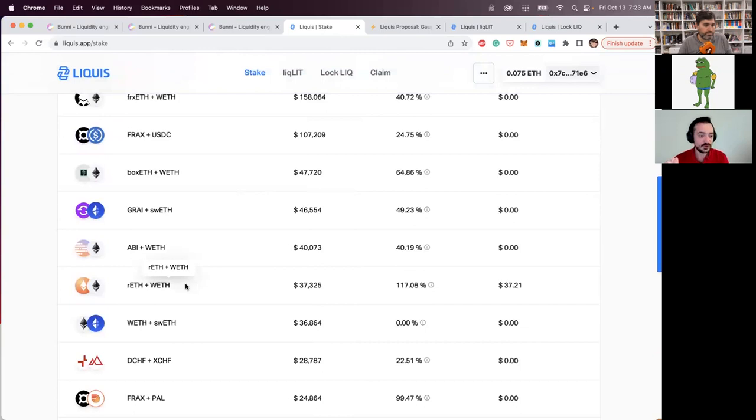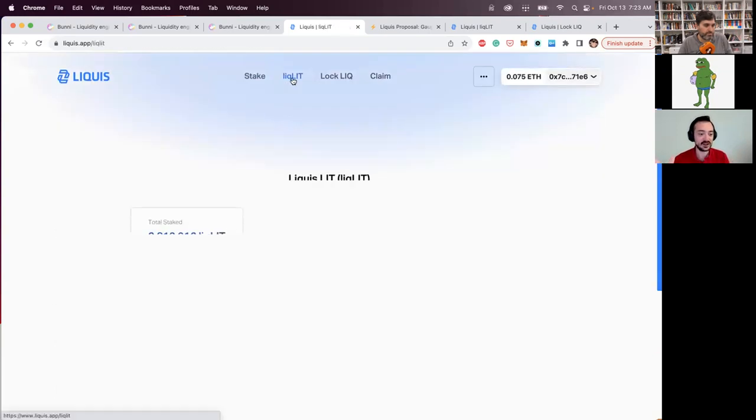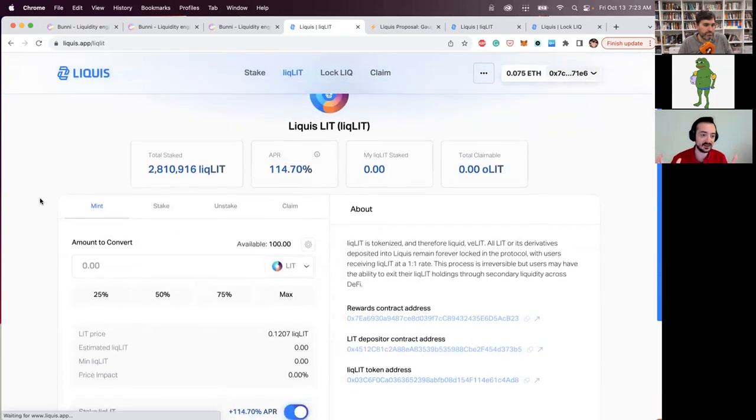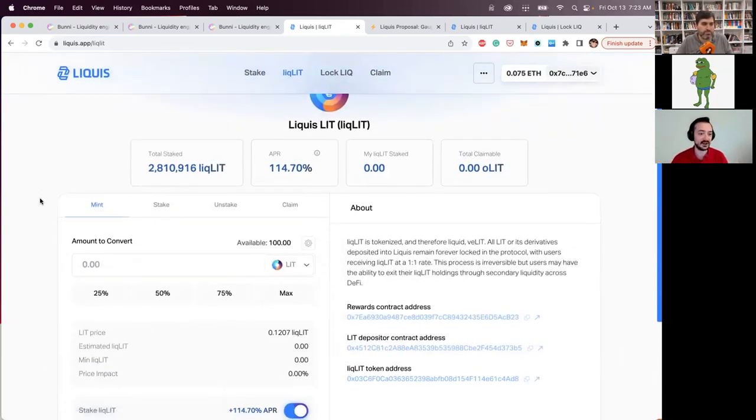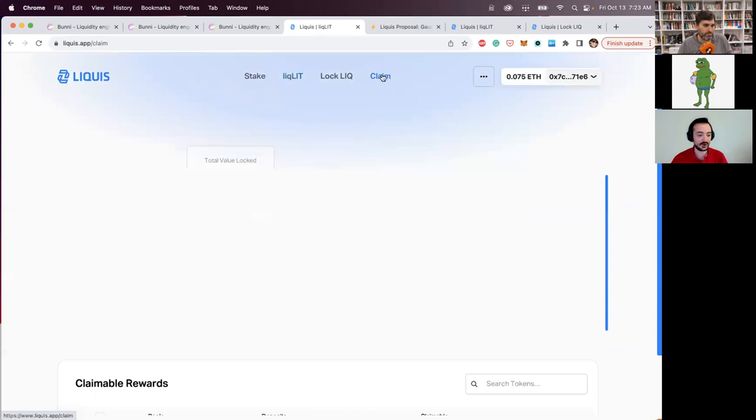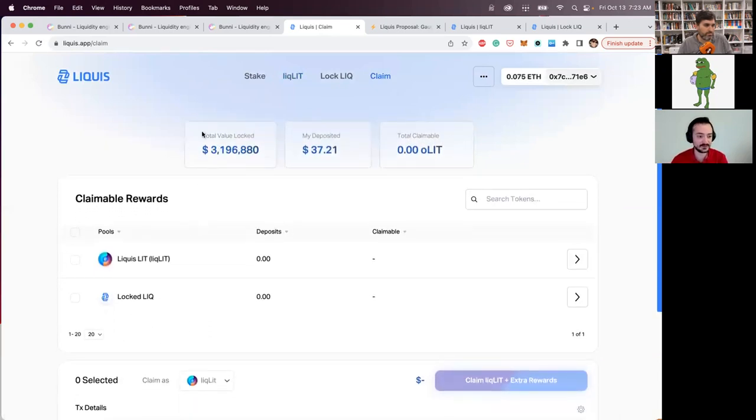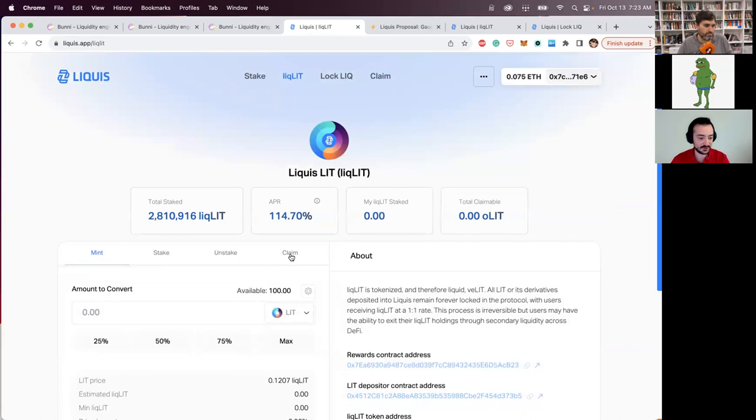So liquid is essentially a variant of veLIT. veLIT is vote escrow. It's there, it's stuck, it's tied to your address forever until the lock finishes. Liquid is liquid, right? As the name suggests, it's an ERC20. You can trade it, you can stake it, you can unstake it. And it just takes the yield part of the veLIT equation in place. When you go to claim, you can see this very clearly because you have a breakdown. Actually, back to liquid and the sub-menu claim.